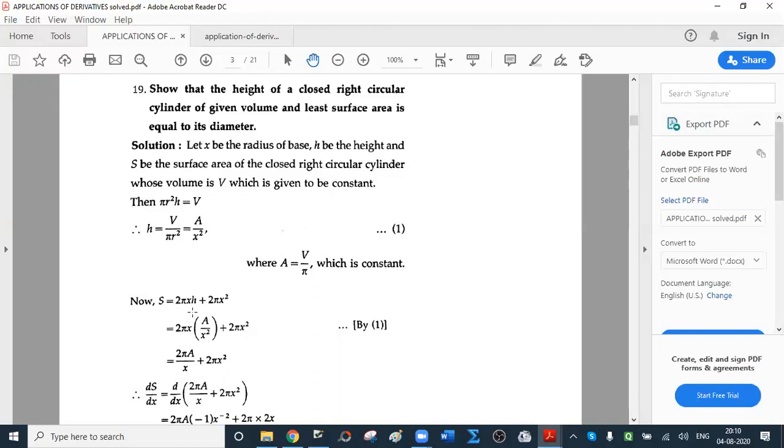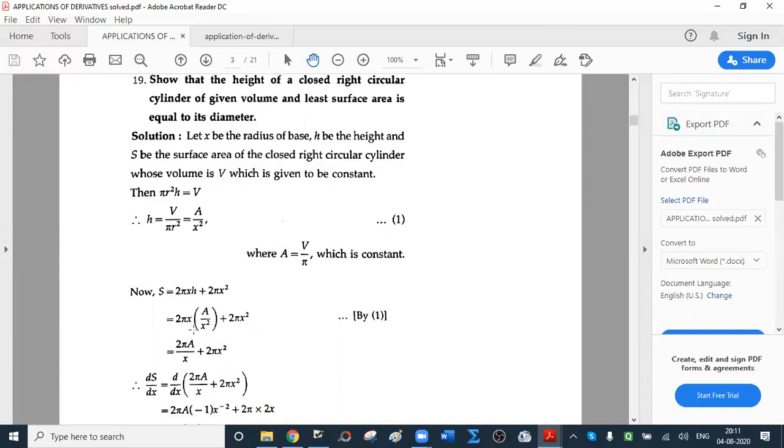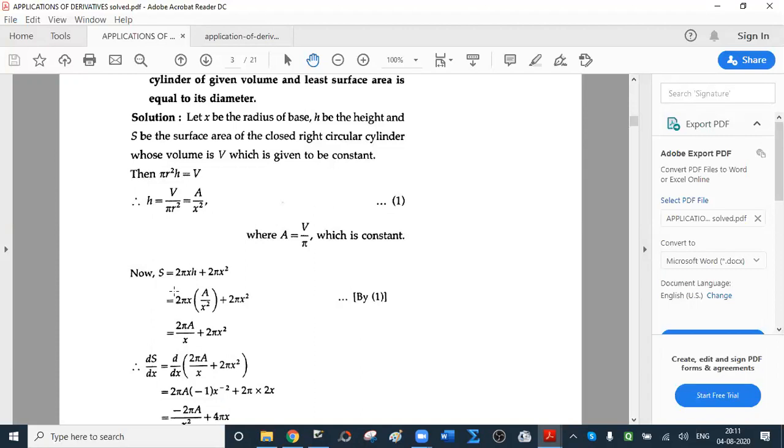So what is s? It is twice pi xh plus twice pi x square. See, what is total surface area? It is curved surface area plus area of the two bases which are circles, that is why plus 2 pi x square. Now replace h by what? A by x square. Okay. Now if you simplify this, you get s as twice pi a upon x plus twice pi x square.